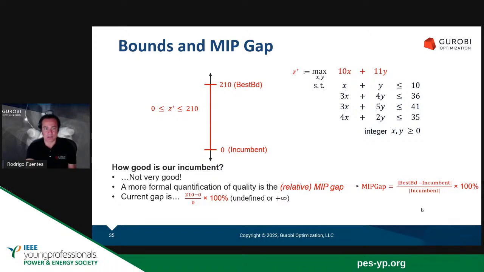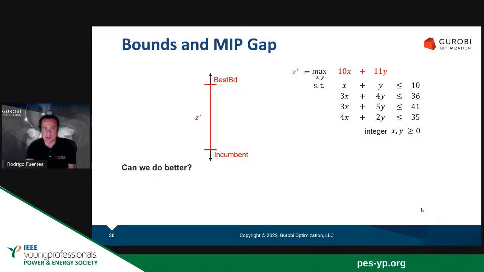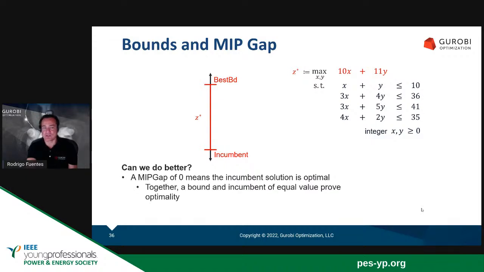So we will improve that in our problem. Let's do better. A gap of zero, on the other hand, that's a question for the audience. If you can reduce that gap to be zero, that will mean that the incumbent and the best bound that you see on the chart are going to be exactly the same. And in that case, we have found the optimal solution to our problem, right? We are going to try to do that. So together, a bound and the incumbent, when they have the same value, that means that we have reached the solution to our problem, okay?